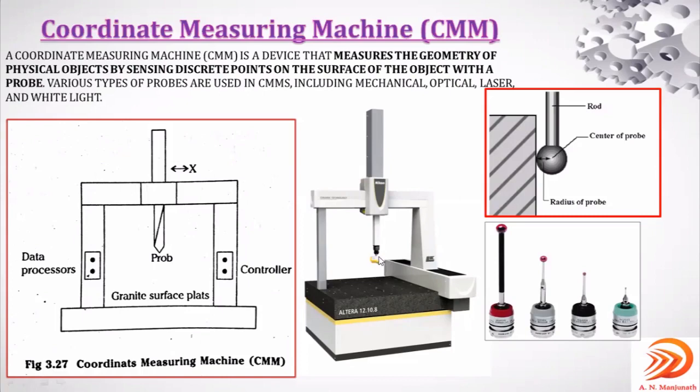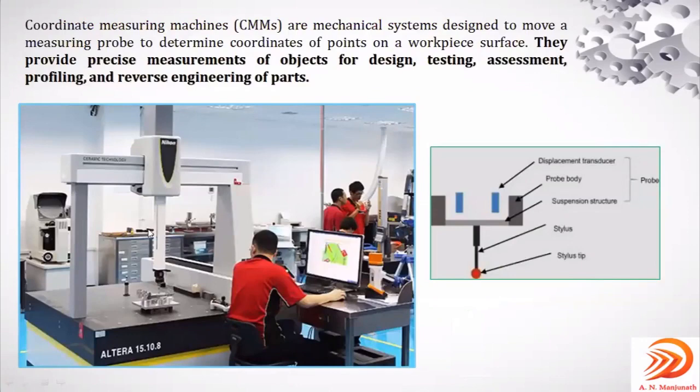There will be a controller which can control the movement of this probe as accurately as possible, because the probe has to just come in contact with the surface. It is very sensitive, and it measures the surface very sensitively, right? You can observe on this screen the person inspecting a component by using this CMM, coordinate measuring machine.